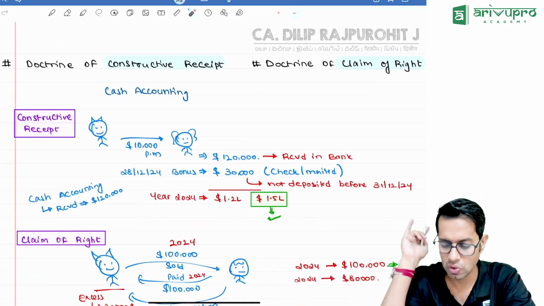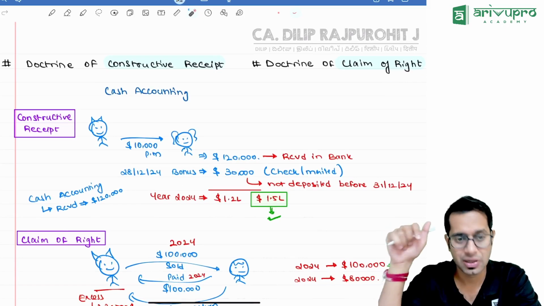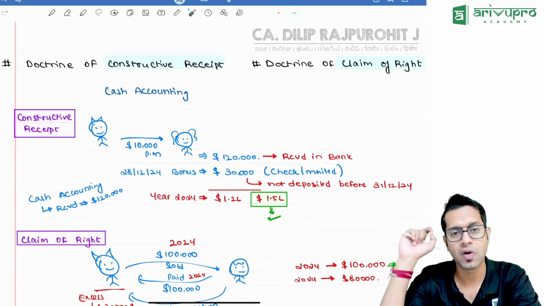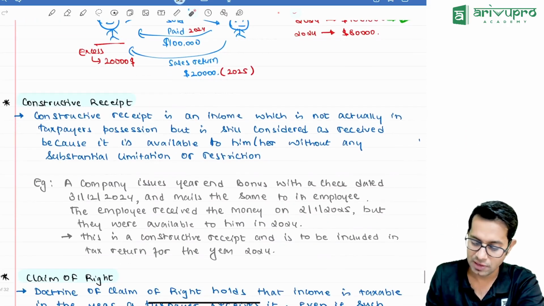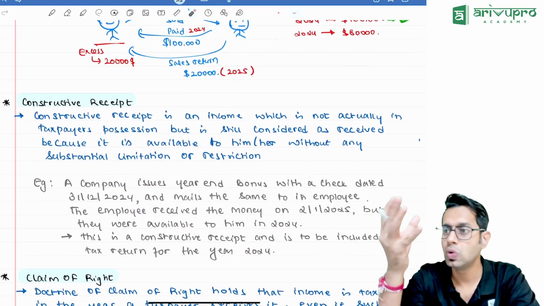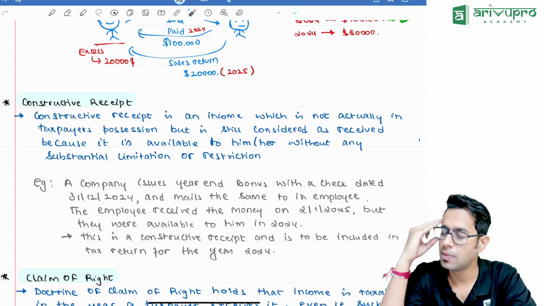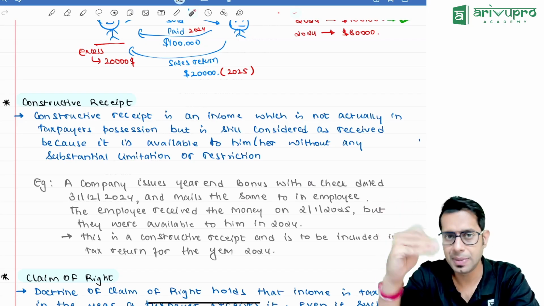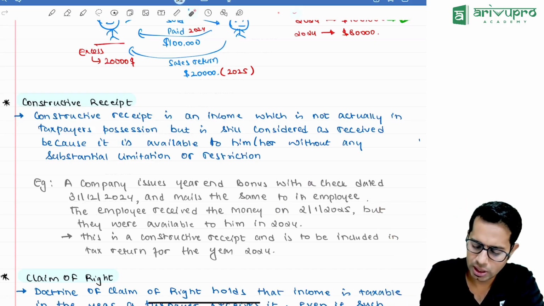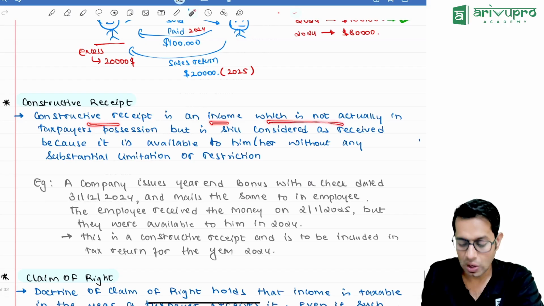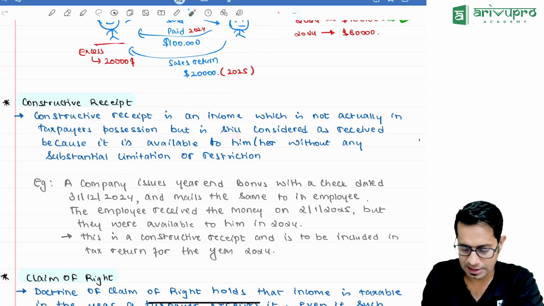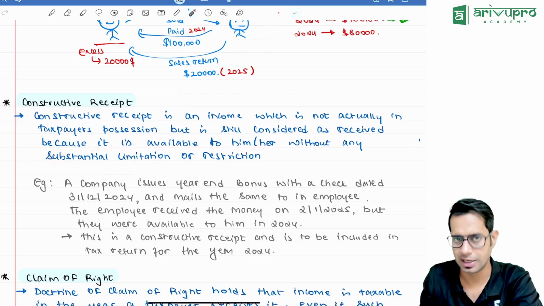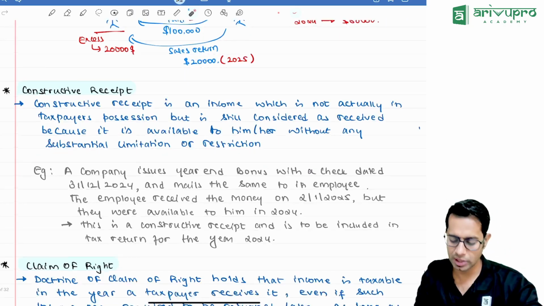Then we saw beautiful concepts called doctrine of constructive receipt and doctrine of claim of right. What is doctrine of constructive receipt, sir? Doctrine of constructive receipt says even though you don't have physical possession of that particular income or money, it will be taxable in your hands. So constructive receipt means an income which is not actually in the taxpayer's possession, but is still considered as received because it is available to him without any substantial limitation and restriction.